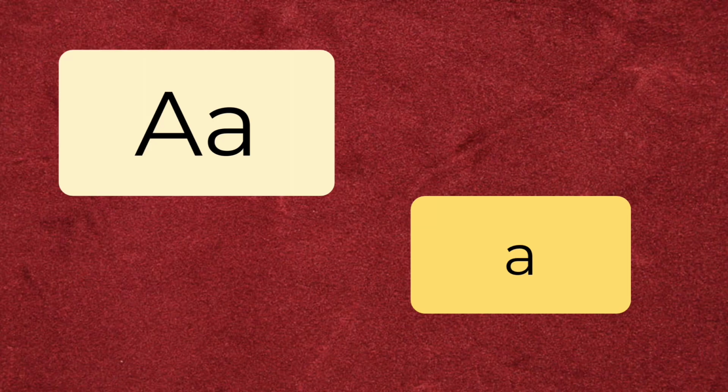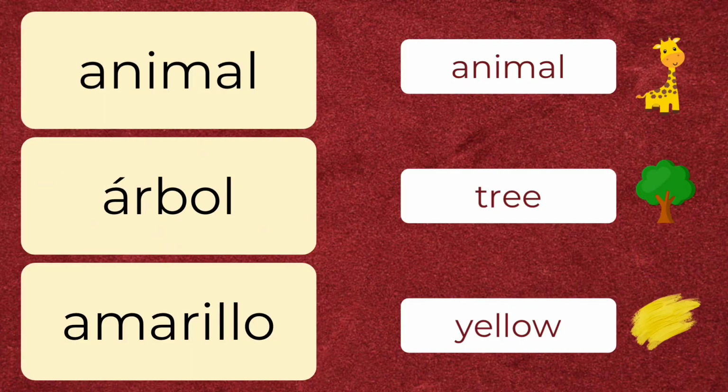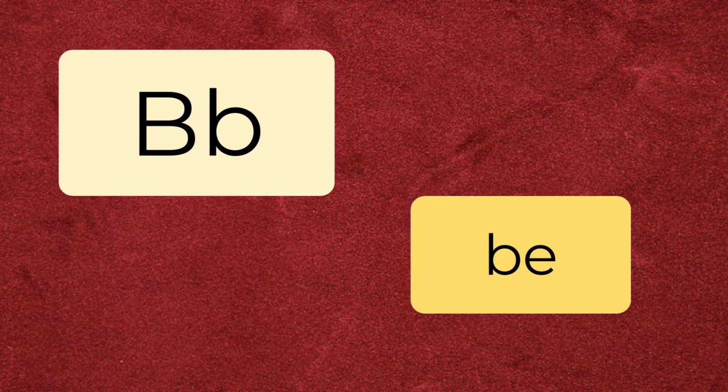Letter A. The name is A and it sounds A. For example, animal, árbol, amarillo. The name of letter B is B.